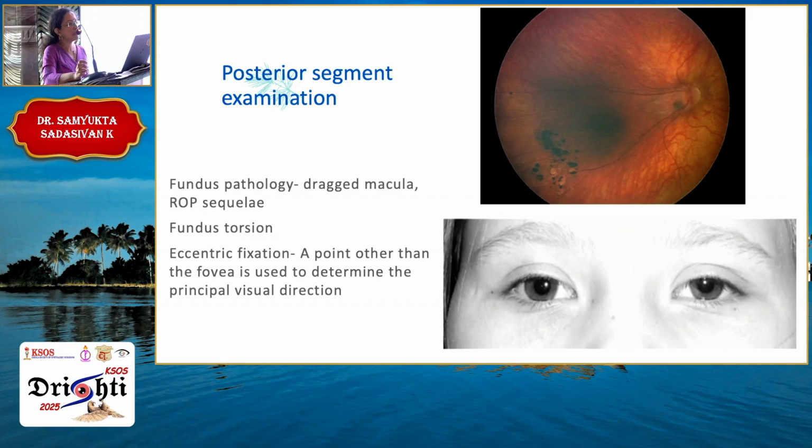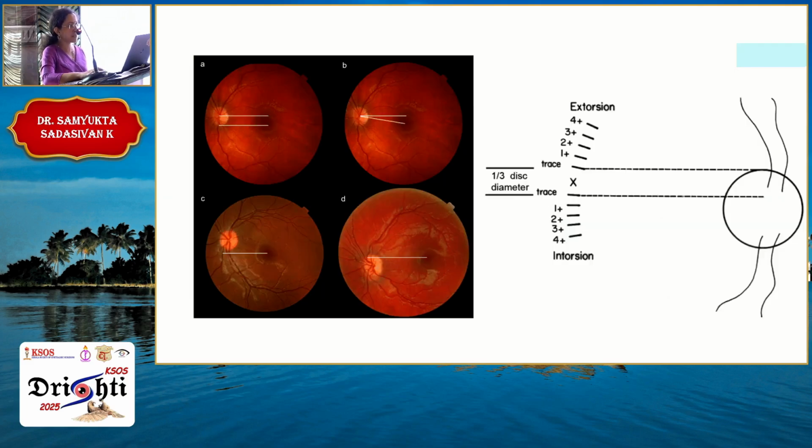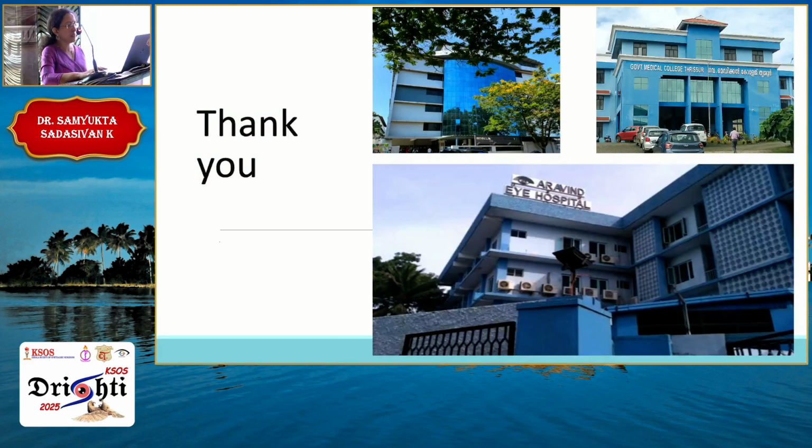This is followed by posterior segment examination. Especially look for fundus pathology like a dragged macula in this case, which is a neuropathy sequela. Fundus torsion should not be forgotten. Also remember to think about eccentric fixation. So this is how you grade fundus torsion. This is the indirect fundus view. So basically, if you do a thorough basic squint evaluation, that itself will enhance the patient outcomes.